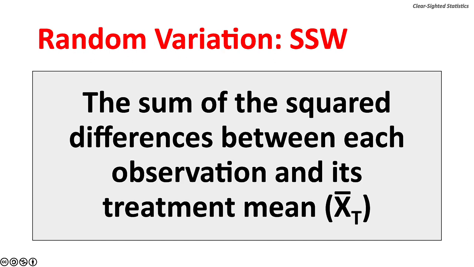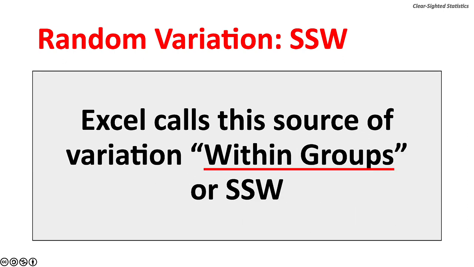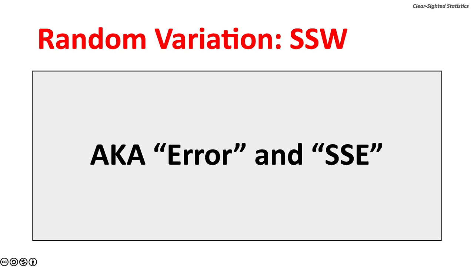What is random variation? Random variation is called the sum of the squares within, or SSW. It is the sum of the squared difference between each observation and its treatment, or sample mean, which is symbolized as X bar sub T. Excel calls this source of random variation within groups, or SSW. Random variation is also known as error, sum of the square error, and SSE.